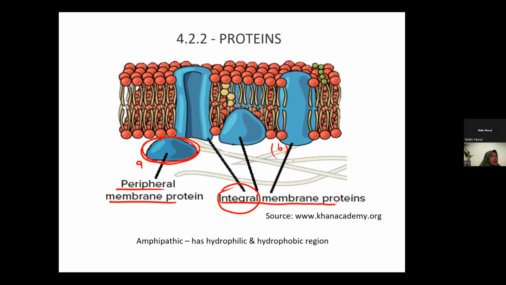Okay, right. Okay, proteins. Proteins on the membrane are amphipathic. Protein pun amphipathic juga. So, dia ada hydrophilic region and hydrophobic region. So, meaning to say, the phospholipid is amphipathic. The protein also is amphipathic. Okay. Gambar dia. Okay.